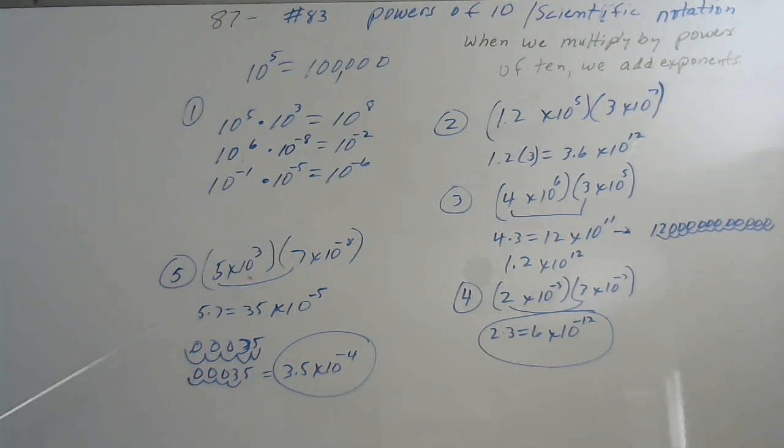Here's my fifth example. 5 times 10 to the 3rd power times 7 times 10 to the negative 8th power. I multiply 5 and 7, get 35. 10, 3 plus a negative 8 is a negative 5. Well, 35 is not in scientific notation, so I'm writing it out. So my decimal's here. I went over 5 spaces. This was my answer, 0.00035. I counted over 1, 2, 3, 4. So my new answer would be 3.5 times 10 to the negative 4.